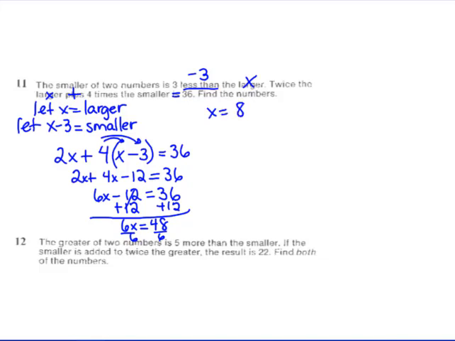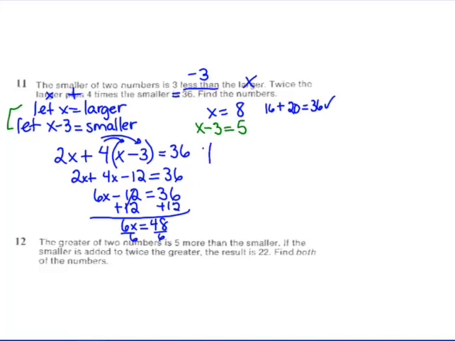Again, I have 2 let statements here, so I better have 2 answers over here. x minus 3, 8 minus 3, that would be 5. So I think the 2 numbers are 8 and 5. Let's check. Smaller of 2 numbers is 3 less than the larger, which that's true. Twice the larger, so twice of 8 is 16. Plus 4 times the smaller, 4 times 5 is 20. When I sum those together, yes, I do get 36. So there's my check. It works.